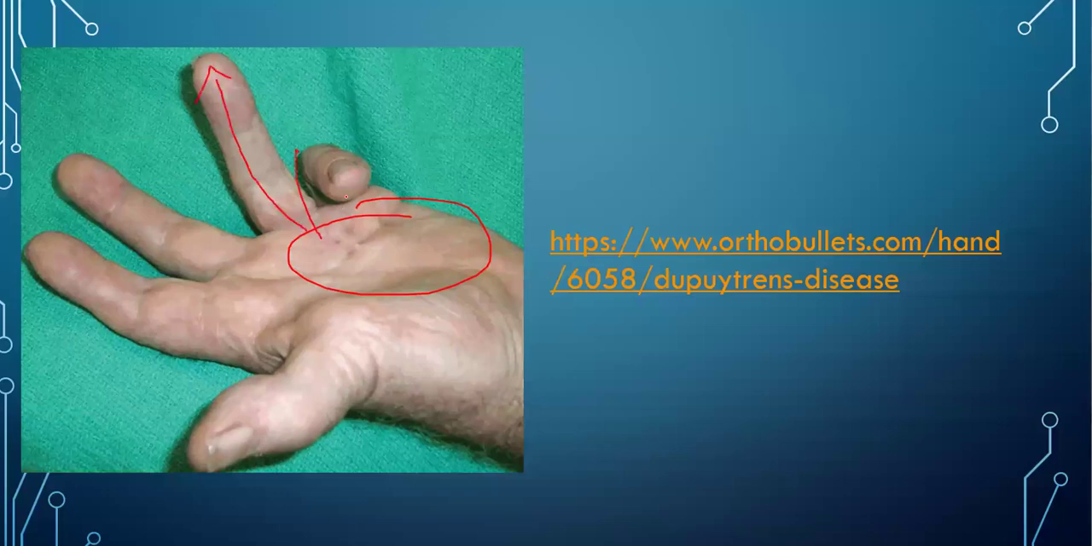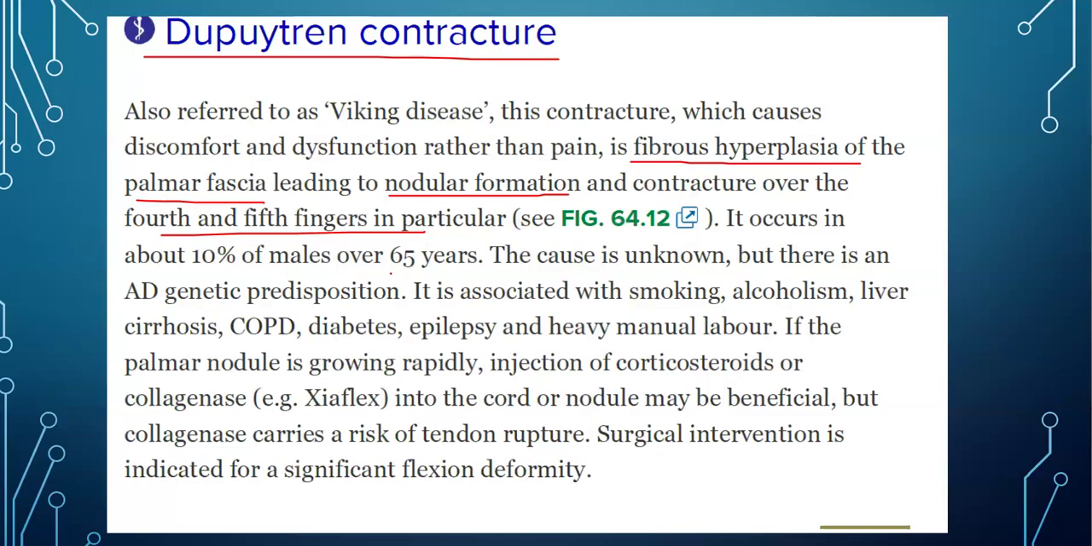Sometimes the initial would be just a contracture like this. But if it is a very severe one, it will have a contracture like this. Okay, now that is very bad, and this needs surgery. It occurs in males over 65. The cause is unknown, but there is an autosomal dominant predisposition, so family history is important. It can also be associated with smoking, alcohol, cirrhosis, COPD, diabetes, epilepsy, and heavy manual work.